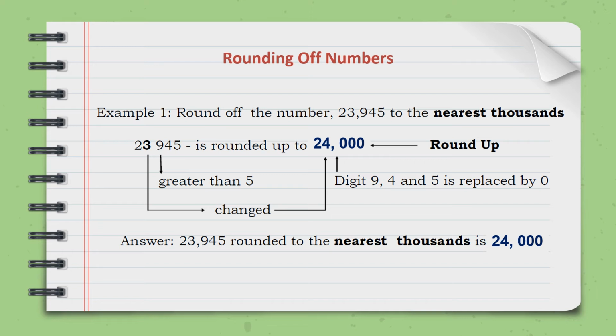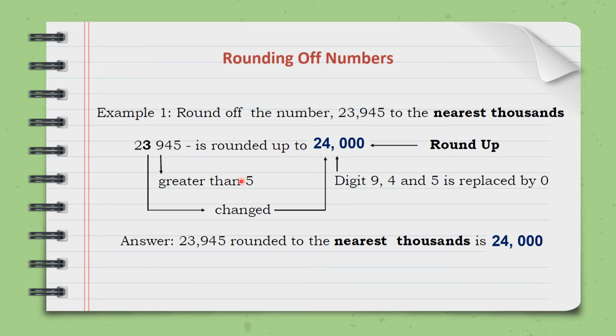Let us look at this example. Round off the number 23,945 to the nearest thousand. Our place value to be rounded off is 3, since this is placed at thousands. Then, we look at the digit to the right of the place value to be rounded off. In this scenario, we have 9, and 9 is greater than 5.